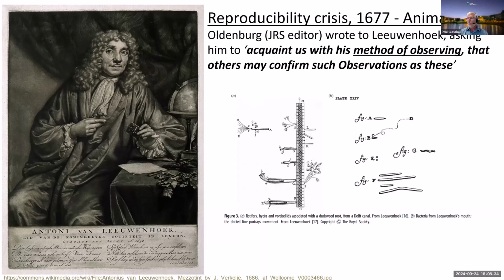And Oldenburg wrote back to him saying, can he acquaint us with his methods of observing that others may confirm such observations as these? So he didn't give sufficiently precise methods descriptions to enable anybody else to actually confirm his findings. And this was pretty extraordinary stuff, to say that there were these tiny invisible creatures. So as a journal editor, you wouldn't want to publish this without some sort of confirmation.